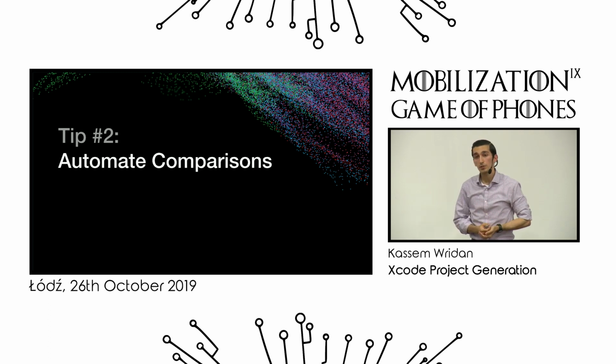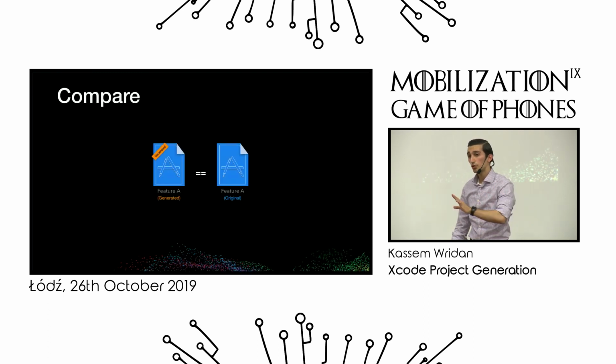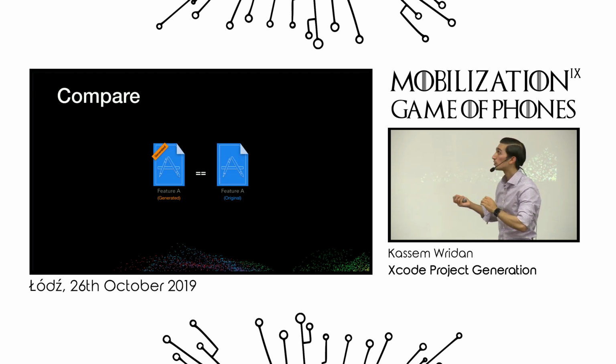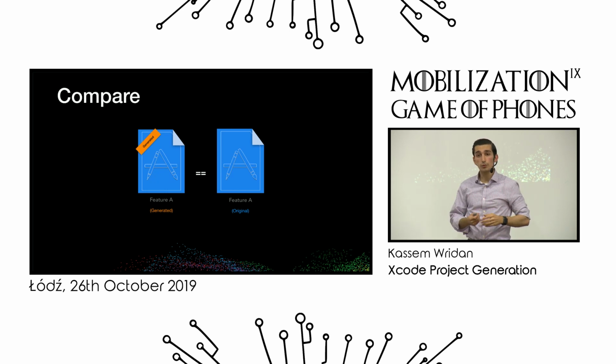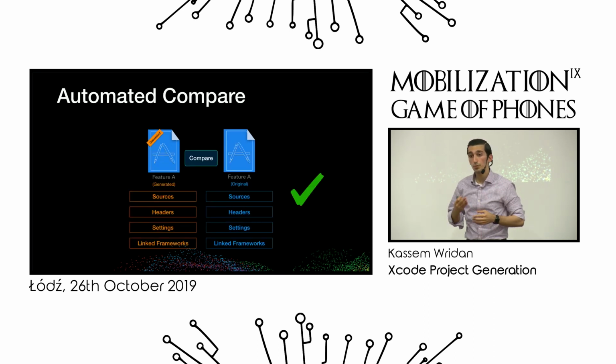Next is automate comparisons. Chances are, as you go through your migration process, you're going to get to some bigger projects, like a whole-fledged feature, and they're going to be much bigger. They're going to have a lot more code, a lot more settings, and it's going to get quite tedious and very error-prone to compare them manually yourself. But as we saw, there are some libraries that allow you to read the project files, and you can write some tooling to let you do that, because you can read the first project, read the second project, and just do a diff.